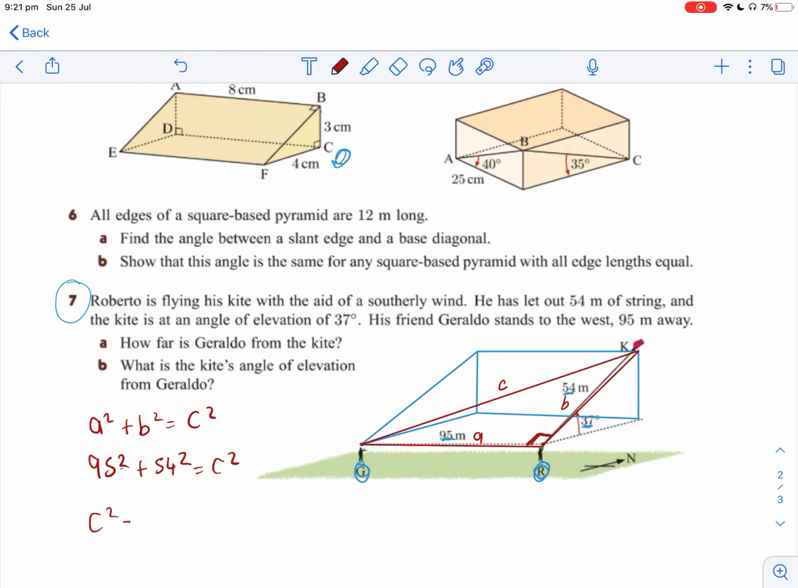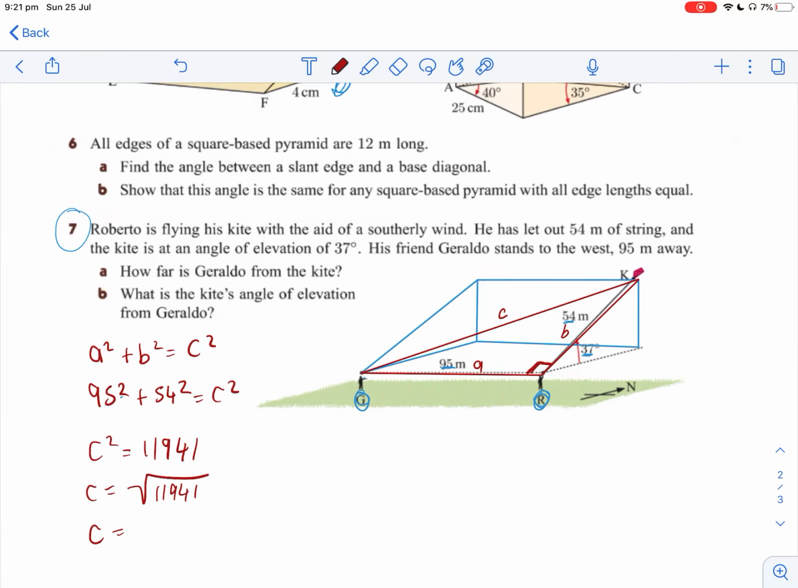So C squared equals 11,941, and C is going to be the square root of 11,941. So that comes to approximately 109 meters. So this length here, we now know, is 109 meters. All right, so that's part A done.